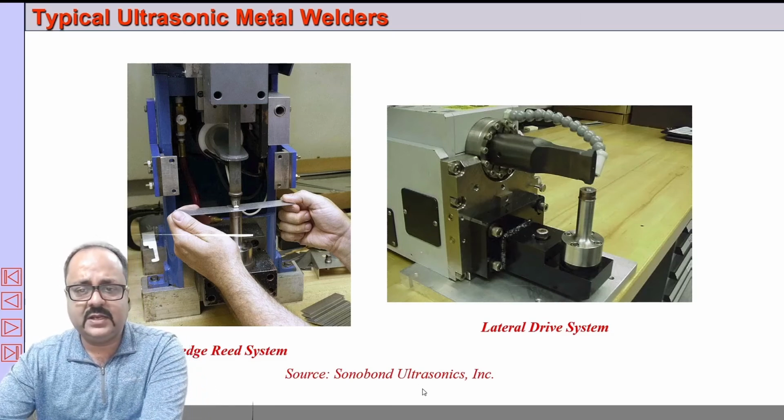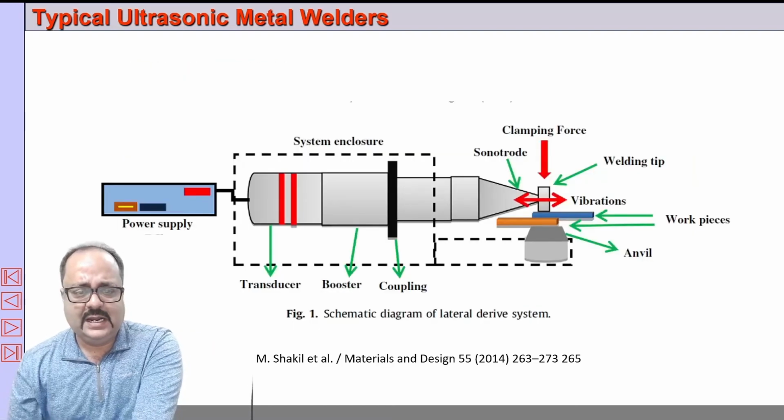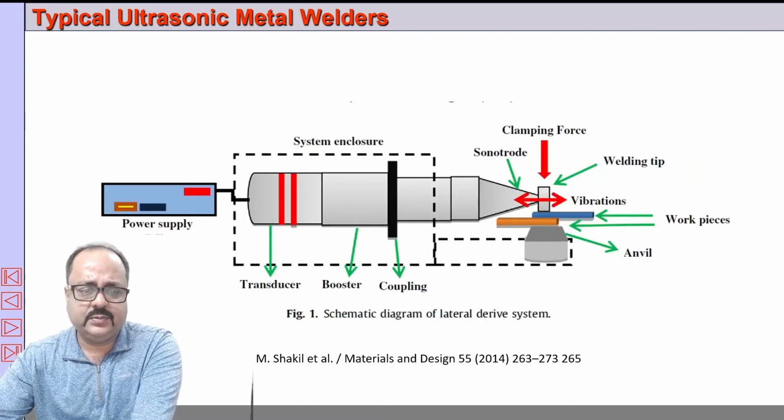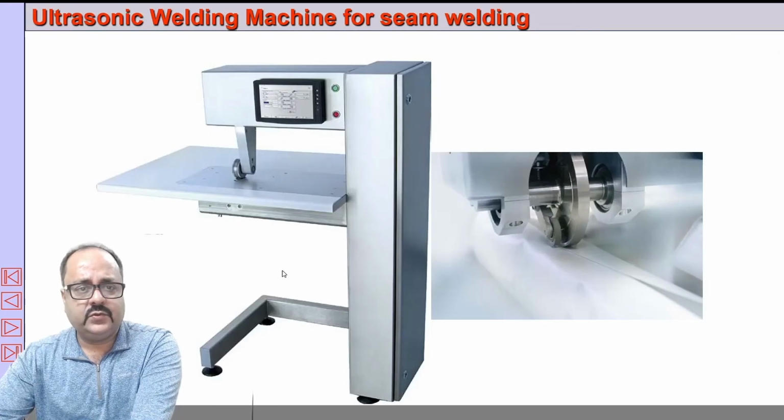You can visit their website. They have a large number of equipment. You can see the equipment specification. So this is a lateral drive system. And this is a roller type for carrying out seam ultrasonic welding.